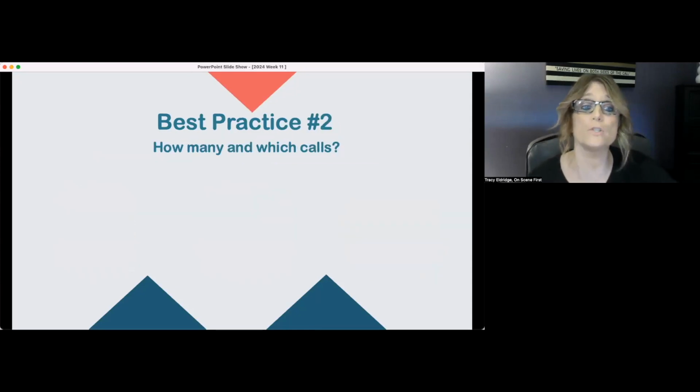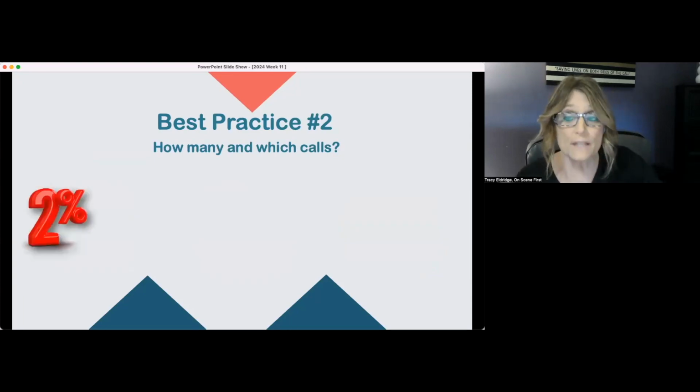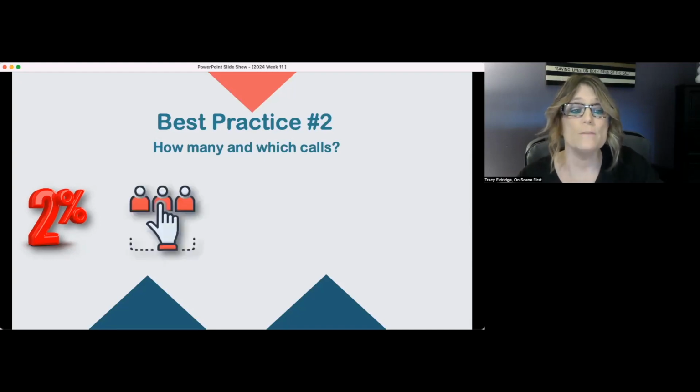Best practice number 2, how many and which calls should be assessed in this process? Well, the standard recommends 2% of your call volume, and that means all calls. Police, fire, EMS, and it should be a random selection. Now, that looks like a pretty specific selection, but the random selection is what has to happen first. So a random pulling of calls.